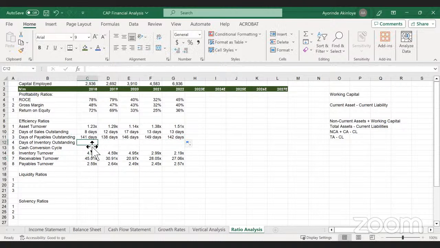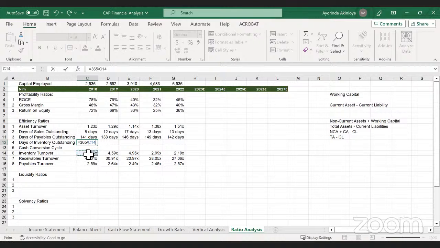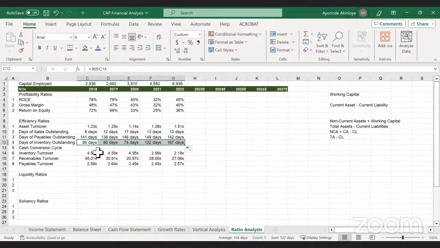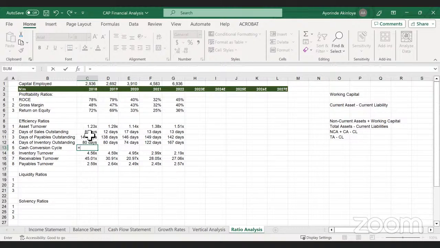So let me not spend too much time. Let me just go straight and calculate days of inventory outstanding. 365 divided by this, and we have this. So format. Cash conversion cycle, like I said before, is basically days of sales outstanding plus days of inventory outstanding minus days of payables outstanding. Now, in this case, either you have a negative or positive answer, or you leave it alone, because negative or positive, it has its interpretation. So let's calculate.